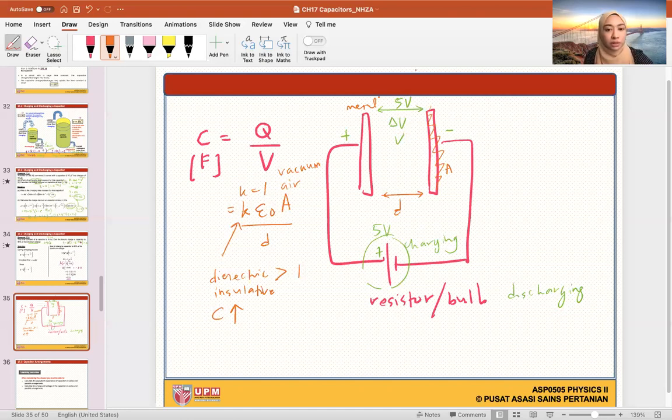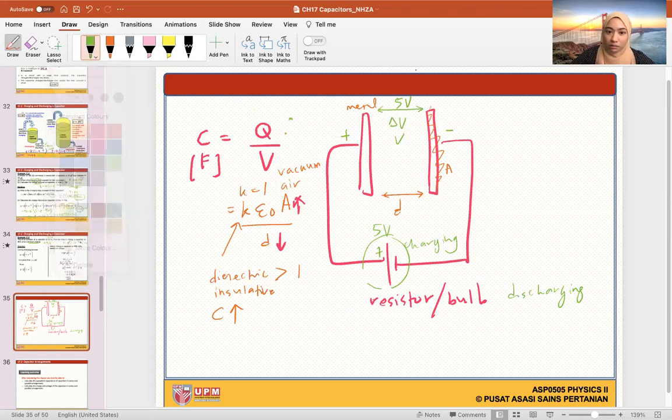Now, how do you increase the performance of your capacitor other than having a dielectric? It is by increasing your area or by decreasing your distance between the plates. So the closer your plates are together, the greater your capacitance. Okay.